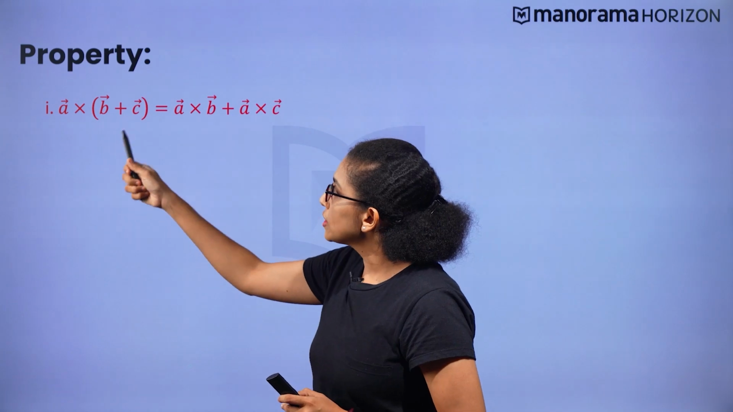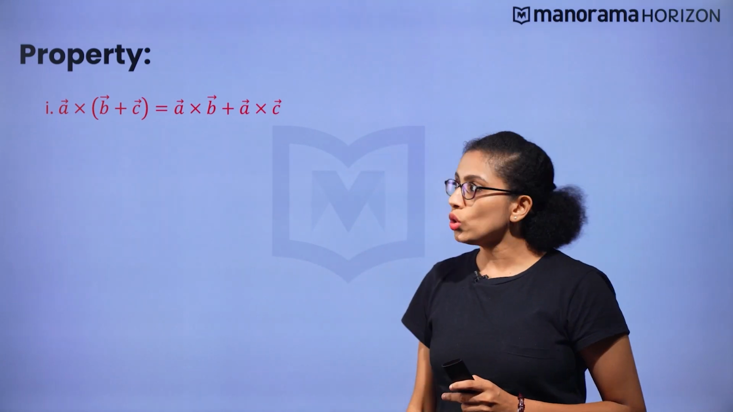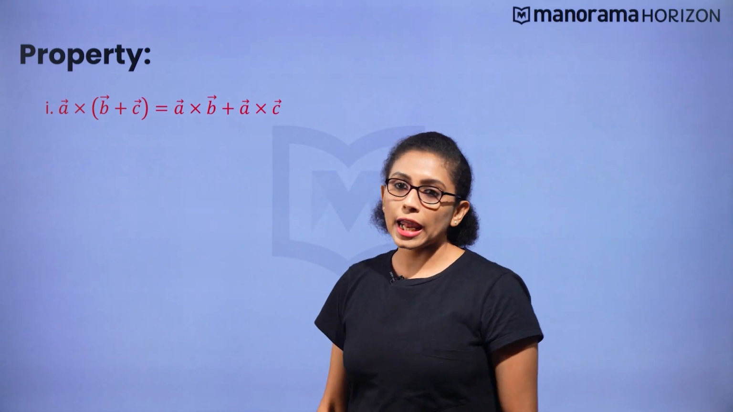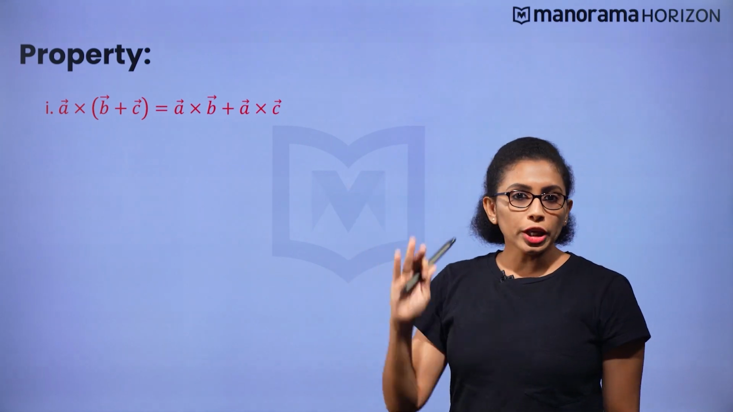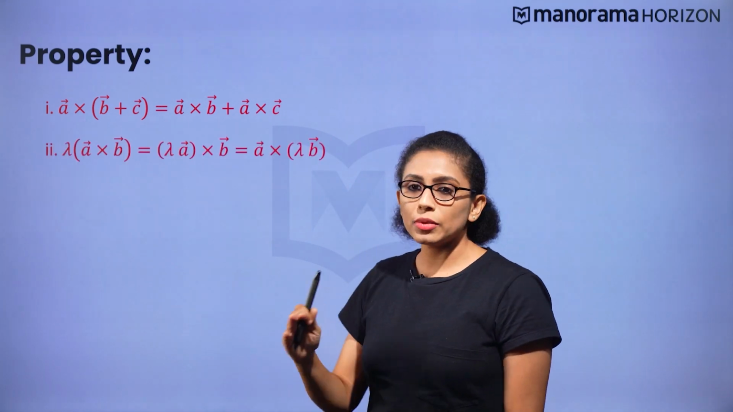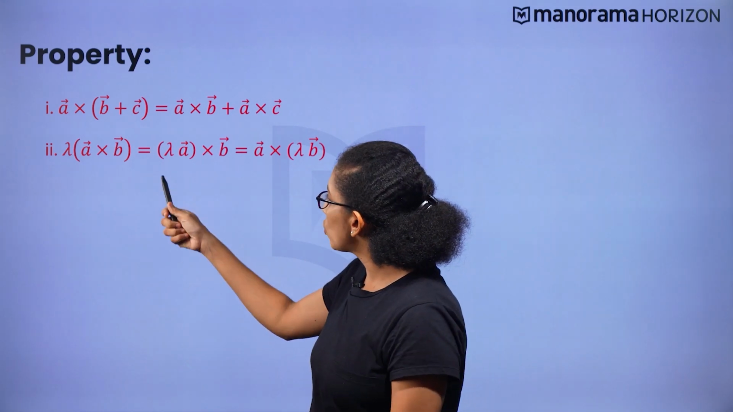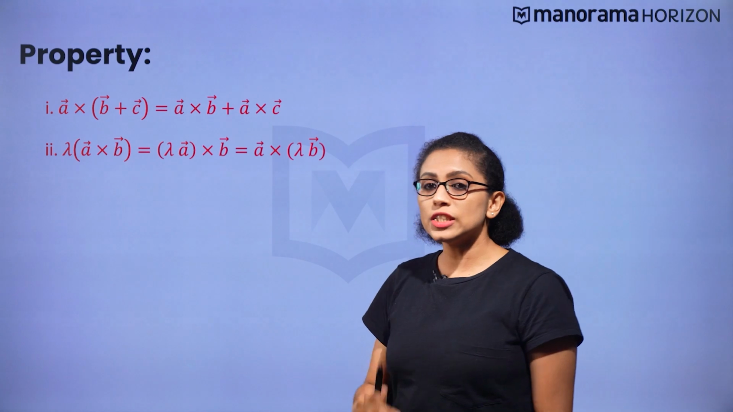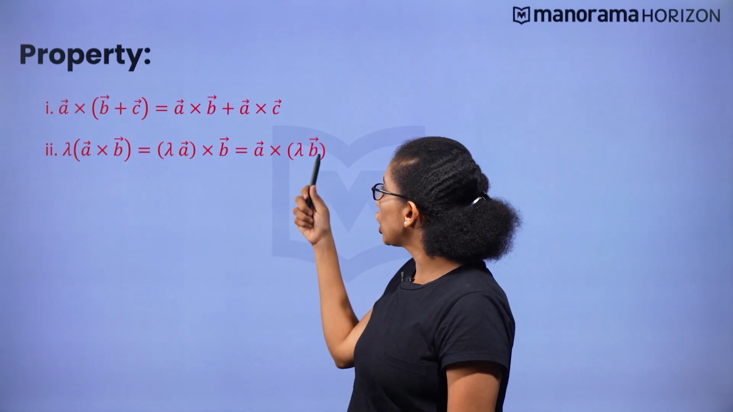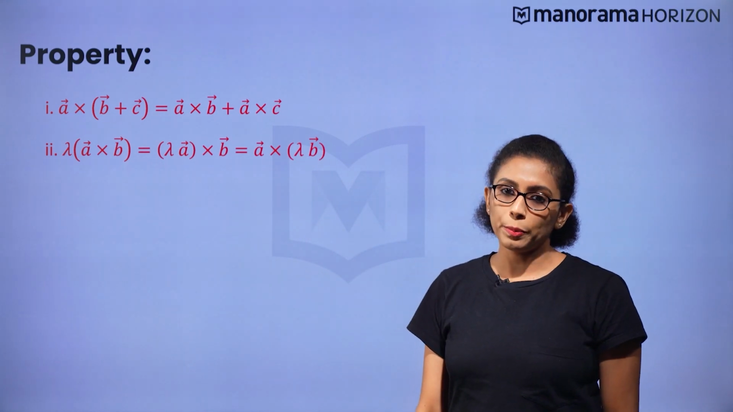Next are the properties of vector product. If vector A, vector B and vector C are three vectors, then A cross (B plus C) is equal to A cross B plus A cross C, the distributive property. Now, if lambda is any scalar which is multiplied with A cross B, then this is equal to lambda A cross B, which is again the same as A cross lambda times B.